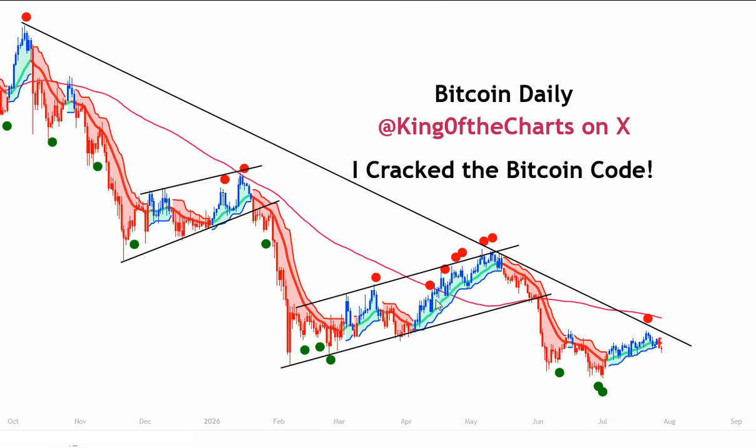Some of these signals marked pullbacks. The one up here marked the reversal. I'm watching: do we still try to go higher? And if we do, then we'll likely see signals like this turn back to bullish. But I have mixed signals. Some are bullish, some are bearish, and that's because we're going sideways.